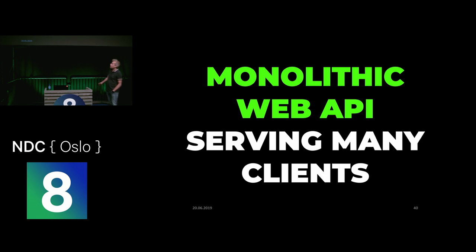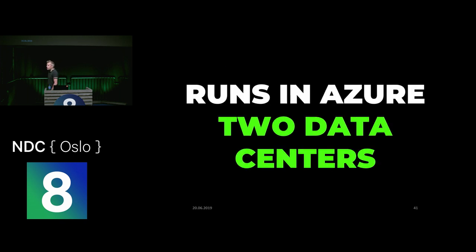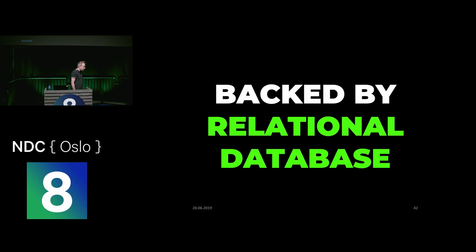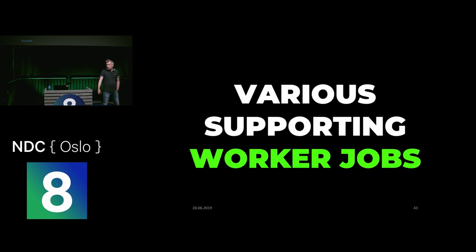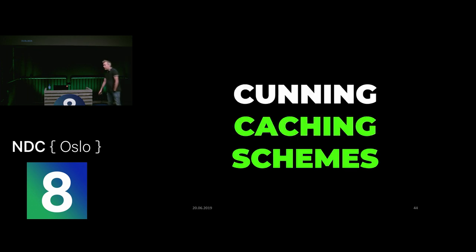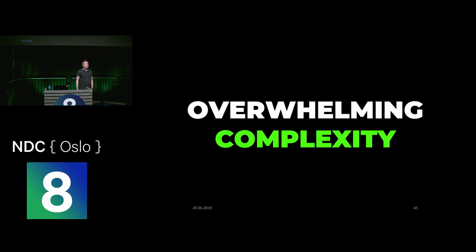So we had our monolithic player API, which is a web API, serving all these different kinds of clients. It's running on Azure on two data centers. It's backed by a relational database. It has a bunch of supporting worker jobs. And it employs some cunning caching schemes to make it perform reasonably well. So that's all well and good. It's working. It doesn't have too much downtime. But the complexity is sort of overwhelming.